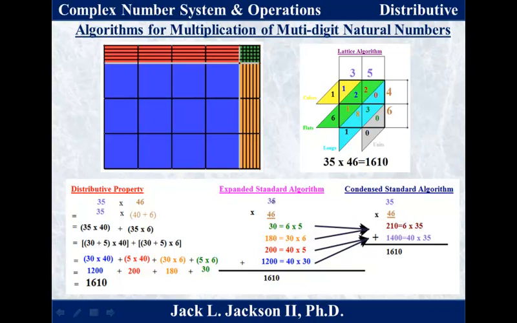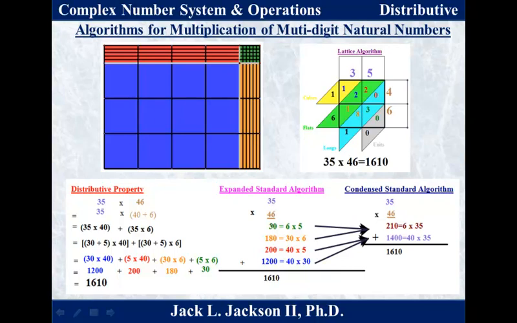Then we can do the 4 times 5, which is 20, but 20 what? It's really 40 times 5, so that's 20 longs, that's the red ones, or 200. And finally we do 4 times 3, which is 12, but 12 what? 12 hundreds, right? So it's really 40 times 30, so that's 12 hundreds.